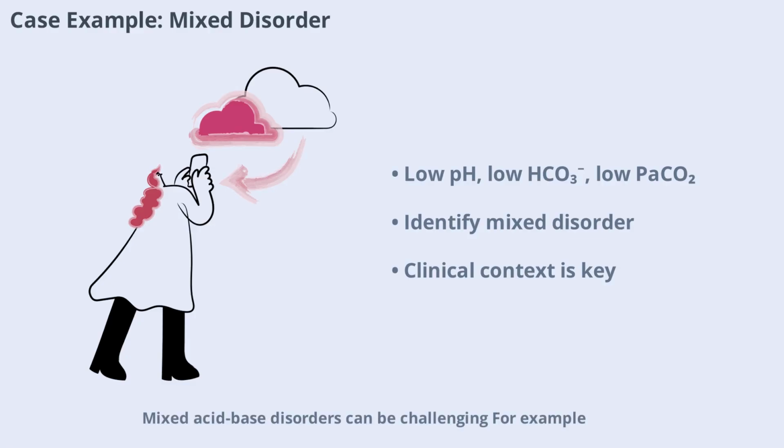Mixed acid-base disorders can be challenging. For example, a patient may have both metabolic acidosis and respiratory alkalosis, with low pH, low HCO3, and low PaCO2. Careful analysis of ABG values in clinical context is needed to identify all components and guide treatment.